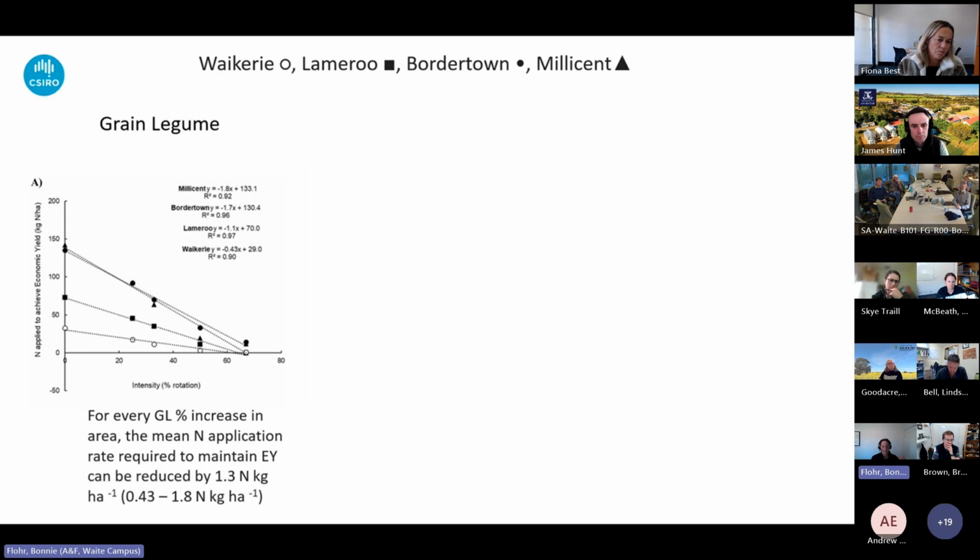So we were able to, with the outputs from these true simulations, plot the N applied to achieve economic yield against intensity of the rotation. So for grain legume, this figure is showing for every grain legume % increase in area, the mean N application rate required to maintain economic yield can be reduced by 1.3 units of N per hectare.